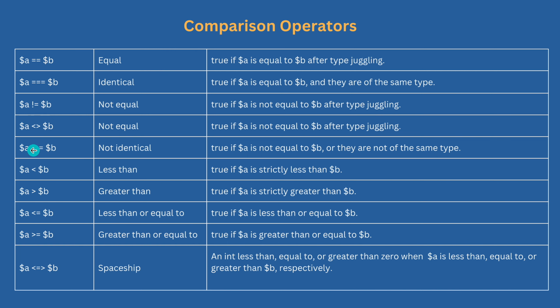A is not equal to B, or they are not the same type. Less than, greater than, less than equal to, greater than equal to, then there is the spaceship. This spaceship is very less in use. It returns an int less than, equal to, or greater than 0 when A is less than, equal to, or greater than B respectively, right? So I think you all are using these, right? Okay, great.